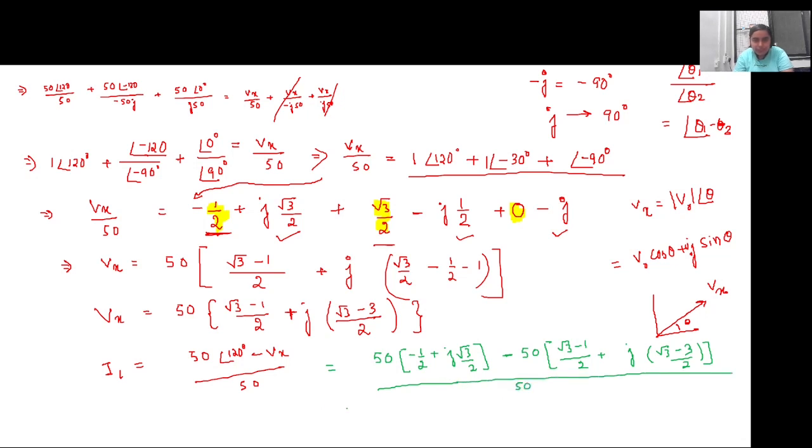So 50 we can get rid of and write it in terms of the fractions only. So it is minus half plus j root 3 by 2, minus of, if we bring this one out, root 3 minus 1 by 2, minus j of root 3 minus 3 by 2. So we club this j part together and the rest of the part together.